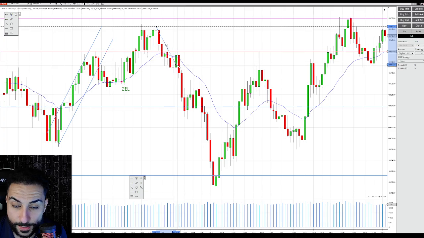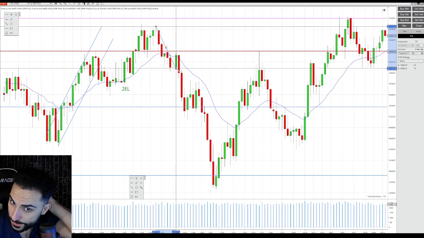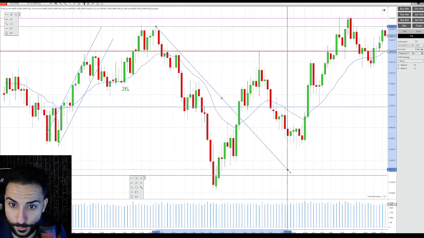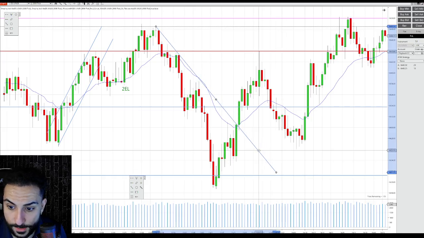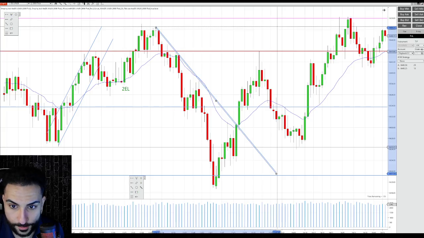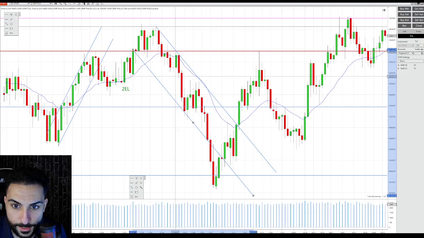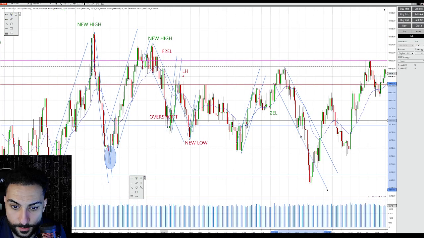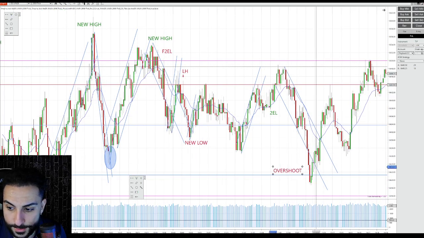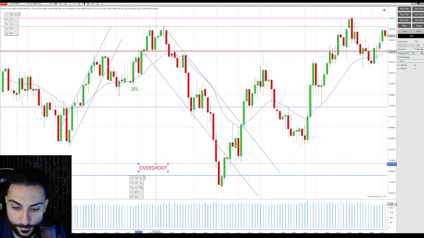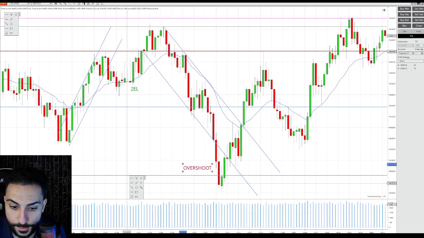I initially drew it like this, but since the move was a little bit more steep, I did look for a wider alternative like this. Although we don't have many confirmations, I did still like it, but we also do have overshoot here, which is an area that is oversold. So this is an area where you just have to be a little bit more careful, where the reversals, I'm sorry, the corrections are a little bit stronger.